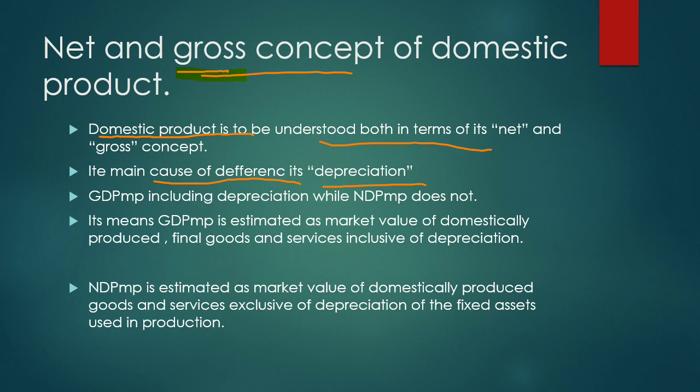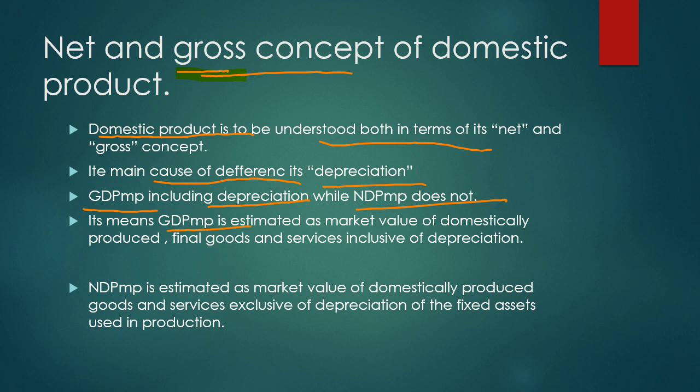Okay, so depreciation is the main thing. Keep in mind that if you want to reach net from gross, depreciation is what provides you the way. So GDP at market price includes depreciation, because it is GDP, not NDP. NDP does not include depreciation, whether it is market price or factor cost. This is the main thing I am talking about right now. GDP MP includes depreciation and NDP MP does not. Why? Because gross shows the inclusion of depreciation, and net shows the deduction of depreciation.